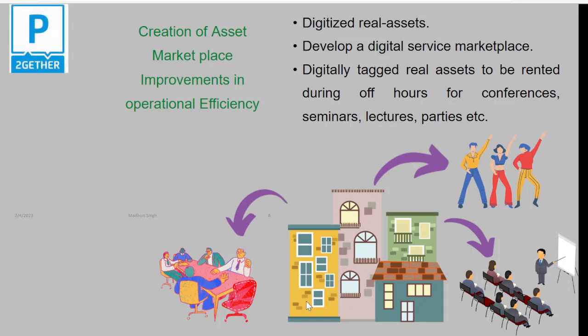Another example of such creation of asset marketplaces and then improving operational efficiency are these two apps. One is Car2Go and the second one is Park Together. Car2Go is available in 26 cities in Europe and North America with more than 8 lakh users. This is the first car sharing system in the world without fixed rental locations. Park Together is another innovative solution for searching and reserving parking spaces in cities.